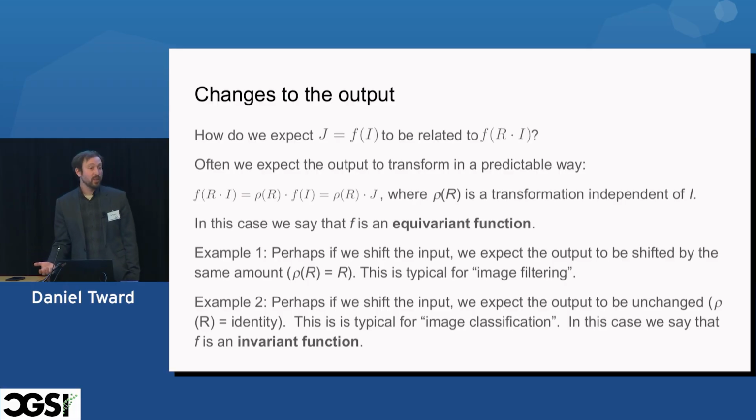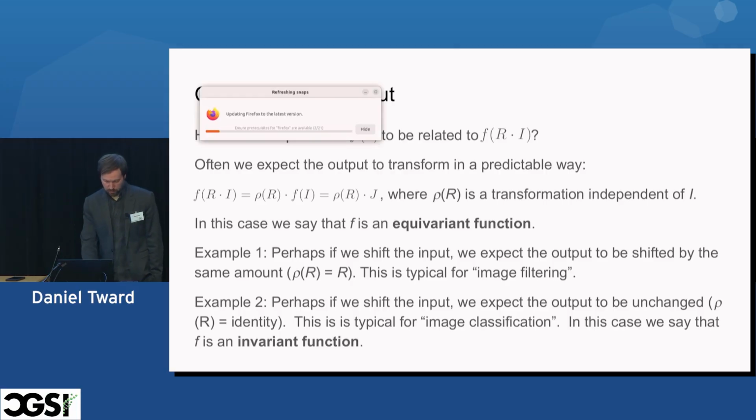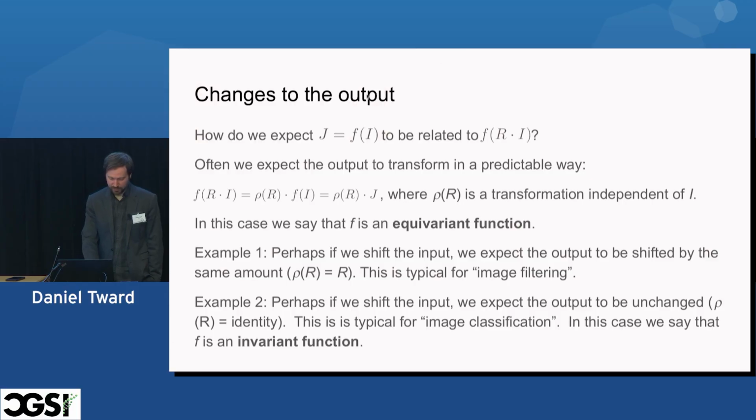So if we have a deep learning system or some operation F, and we change the input using a geometric transformation, what do we expect the output to change with? How do we expect f of I to be related to f of Ri, where R is some kind of geometric transformation? In general, there doesn't need to be any relationship between them. But in many cases, there are very sensible relationships between them.